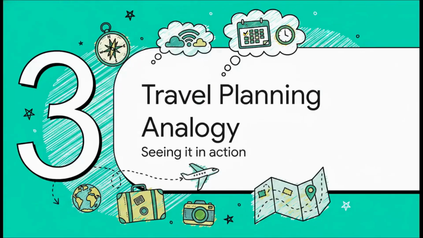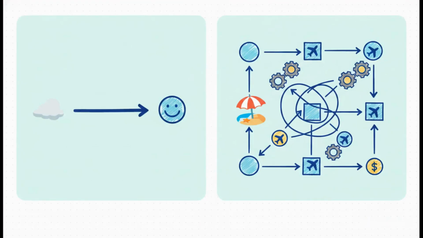Now, let's look at a travel planning analogy so we can really see this in action. Let's cement this architecture in your mind with a real-world comparison. If you ask a system, hey, what's the weather like? A standard chatbot handles that flawlessly. It retrieves the data, gives you the answer in one turn, and goes right back to sleep.